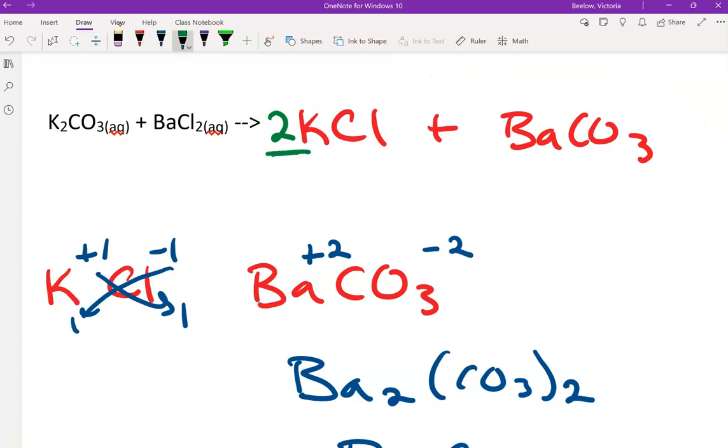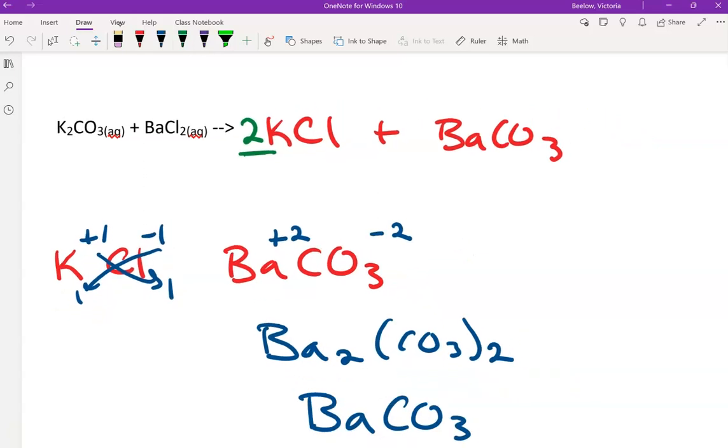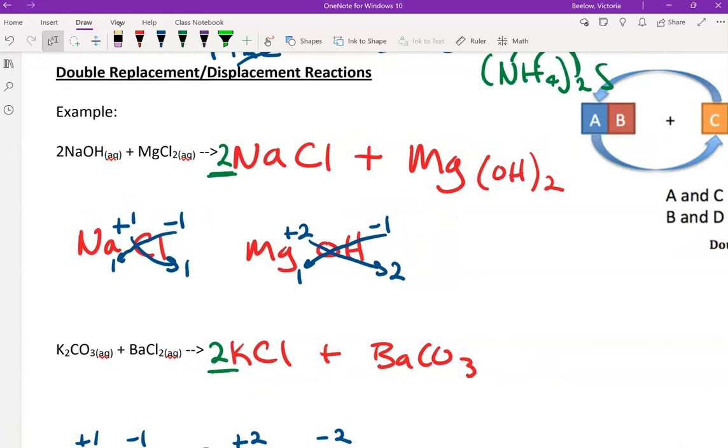And then I just had to put a 2 here. You can put a 1 here, but you technically do not have to. So now both of these equations are balanced.